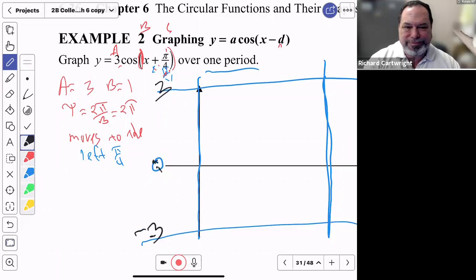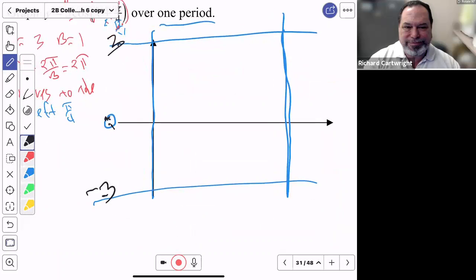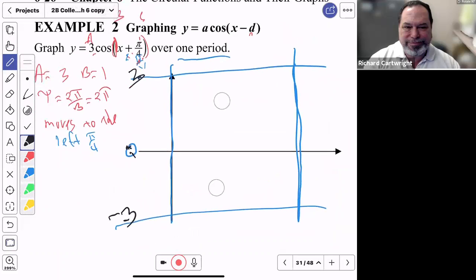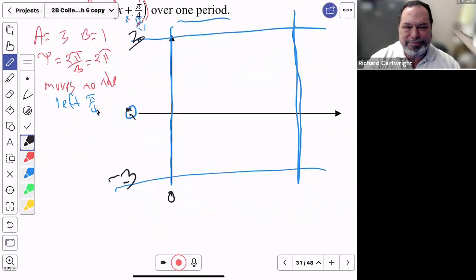So here are three important horizontals you need to have. And then my starting place, let's see. It doesn't start at 0. The 0 would have been here. But I'm shifting it to the left, pi over 4. So it's not really a 0. It's 0 minus pi over 4. Negative pi over 4 is where it starts.